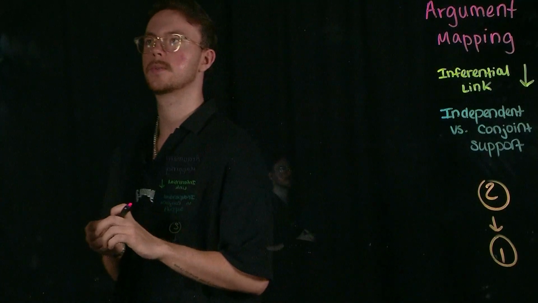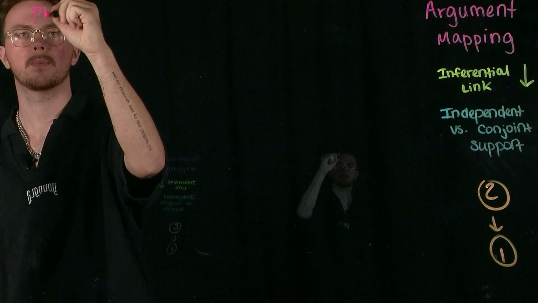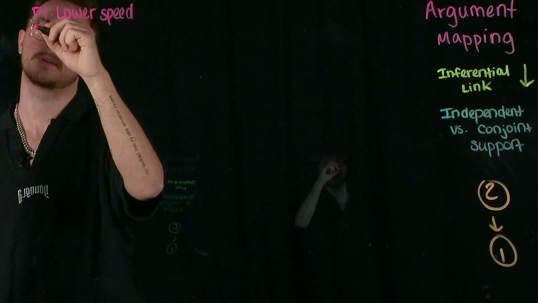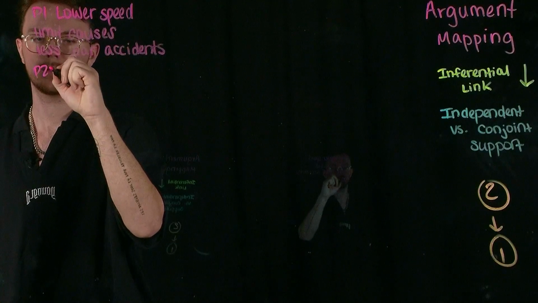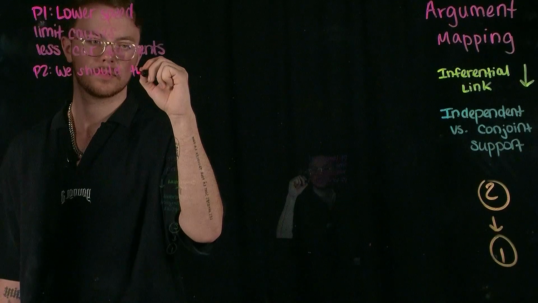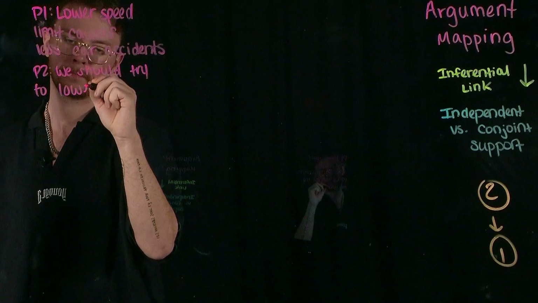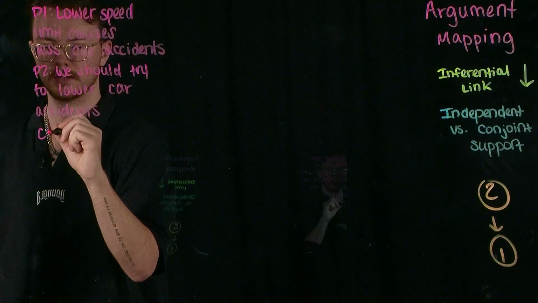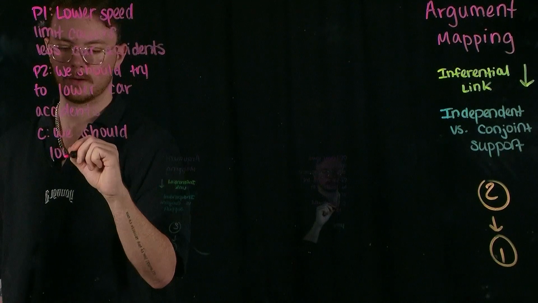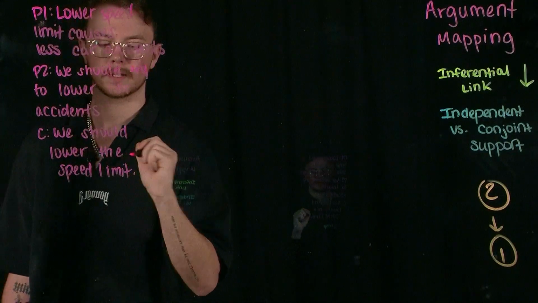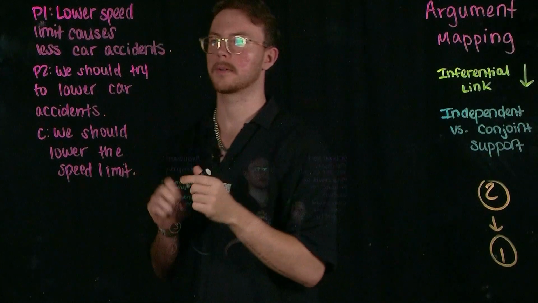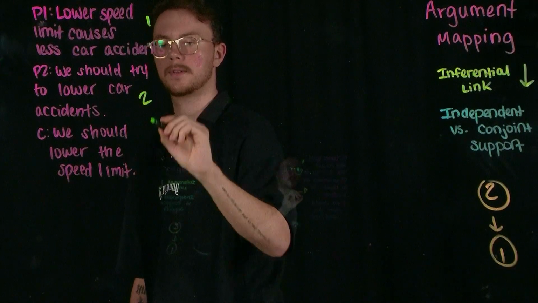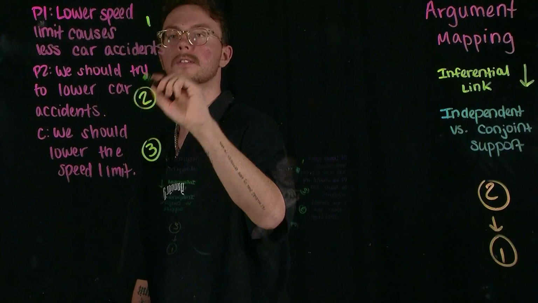So let's return to this argument. Premise 1, lower speed limit causes less car accidents. Premise 2, we should try to lower car accidents. Conclusion, we should lower the speed limit. If you had this kind of argument, how would you make a map out of it? The first thing you would do is give everyone numbers. So this is number 1, this is number 2, this is number 3. And I'll just circle them.